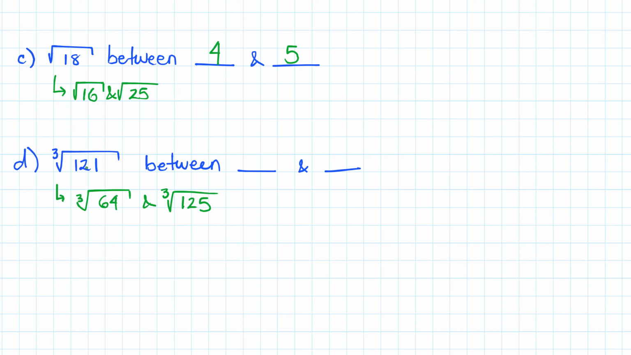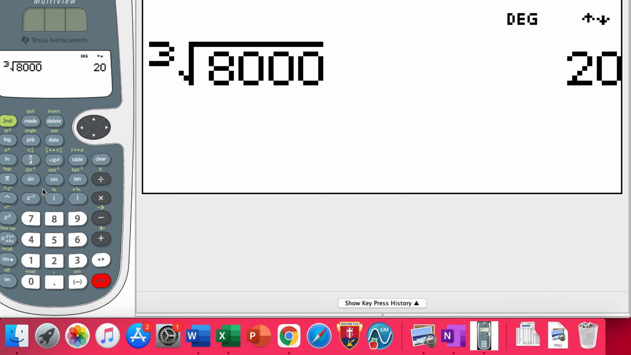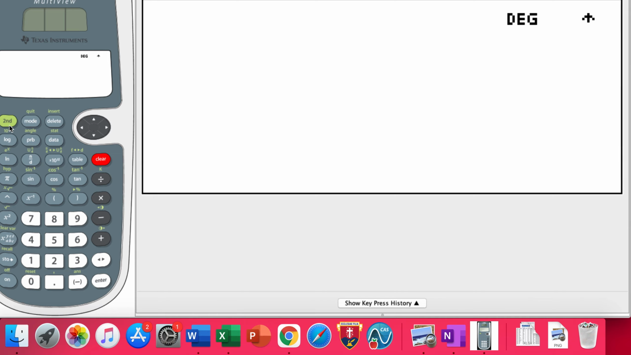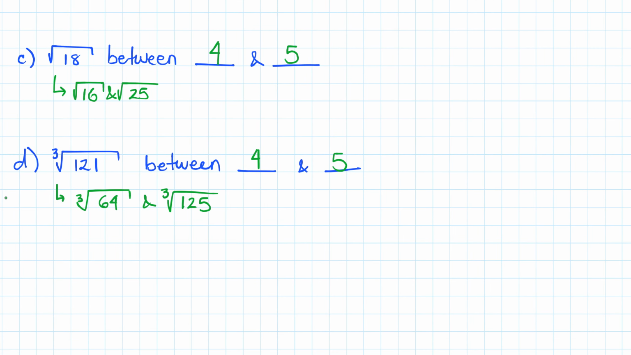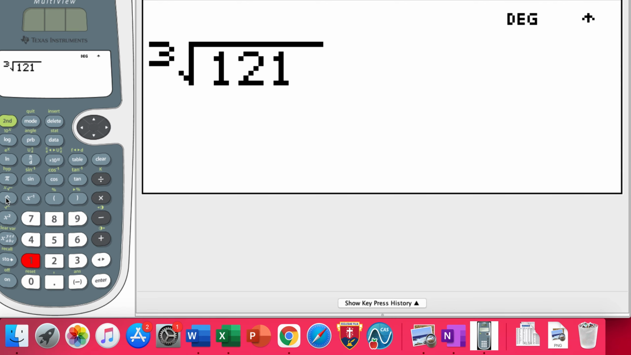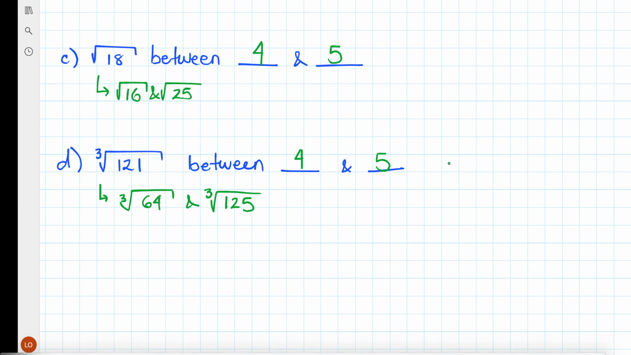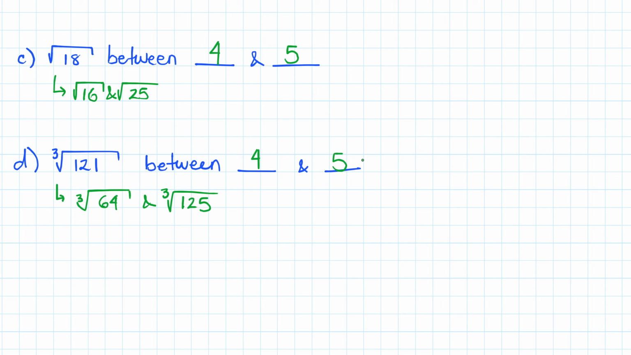Because we know that 121 is closer to 125. So what is the cube root of 64? So it's 4. And what is the cube root of 125? It's going to be 5. And if we check what is going to be the cube root of 121, let's do it here. So clear, and we go 3, second, this one, wonderful. And we said that we wanted to do 121, enter. So it's 4.9. So as we said, it's going to be very close to 5. There you go. I hope you find this useful, girls.